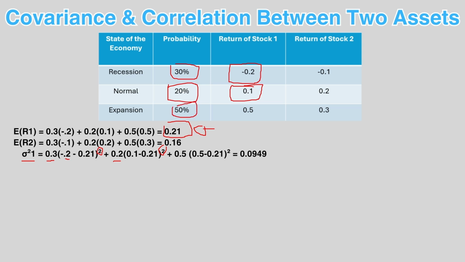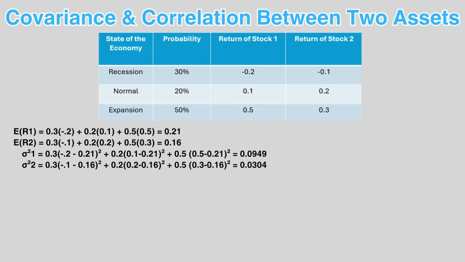Then we're going to add that to the probability of an expansion state occurring. We're going to multiply that by the 0.5 return minus the expected return of 0.21, and again, we're going to square that. And when you solve for that, you get 0.0949 as the variance for stock 1.